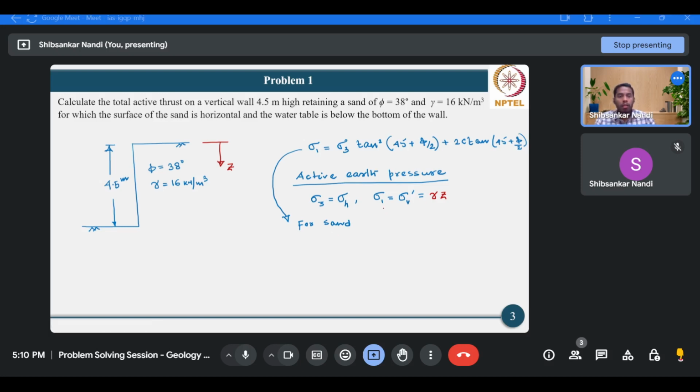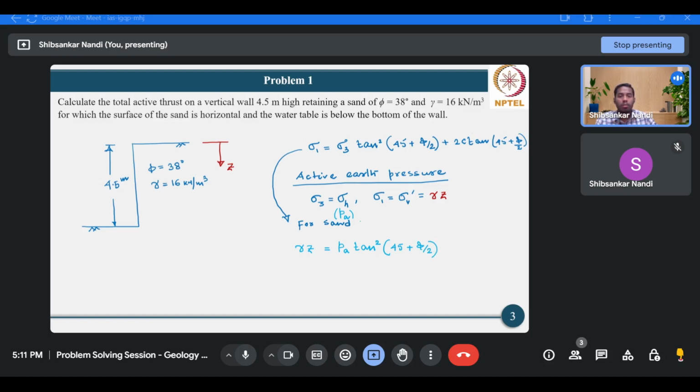So sigma v prime, this we can write as gamma z. Again, sigma h, this is the passive pressure. If we use active earth pressure, with a different notation, it will be PA equals tan square 45 degree plus phi by 2, and the remaining part will be 0, because for sand the C value is 0.